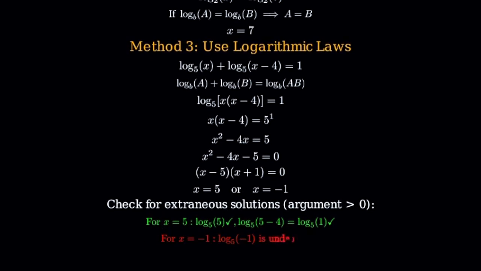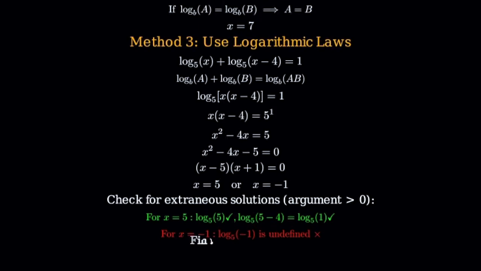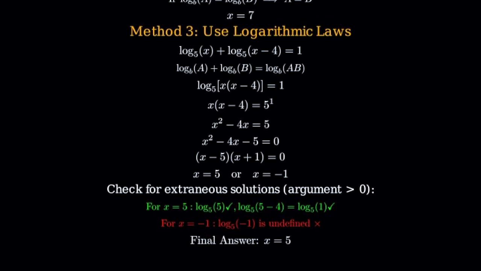Now, let's check x equals negative 1. Log base 5 of negative 1 is not defined because we cannot take the logarithm of a negative number. Therefore, x equals negative 1 is an extraneous solution, and the only valid answer is x equals 5.